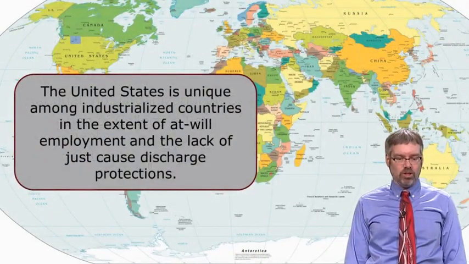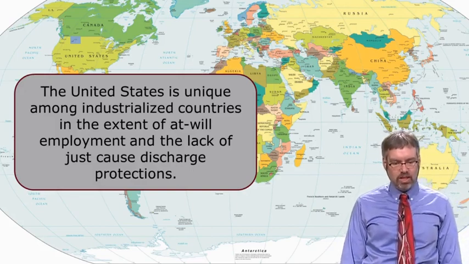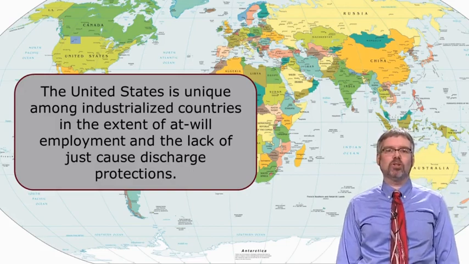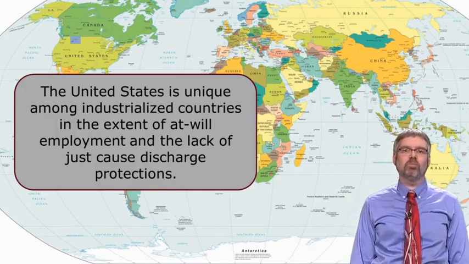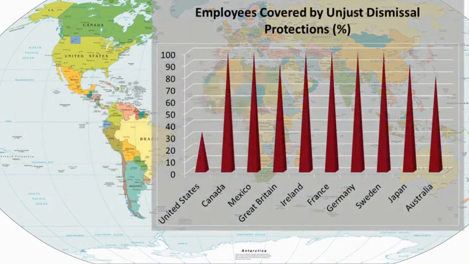First, unjust dismissal. This is probably the single biggest difference between the United States and the rest of the world. The United States is unique among industrialized countries in the extent of at-will employment and the lack of just cause dismissal protections. I showed you this graph in a previous video, but I want to bring it up here again to really reinforce the extent to which the U.S. stands alone for its lack of employees covered by unjust dismissal protections.